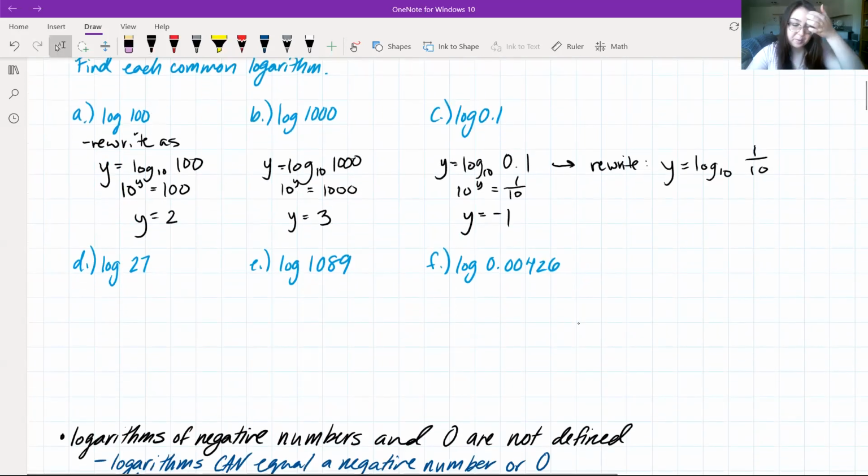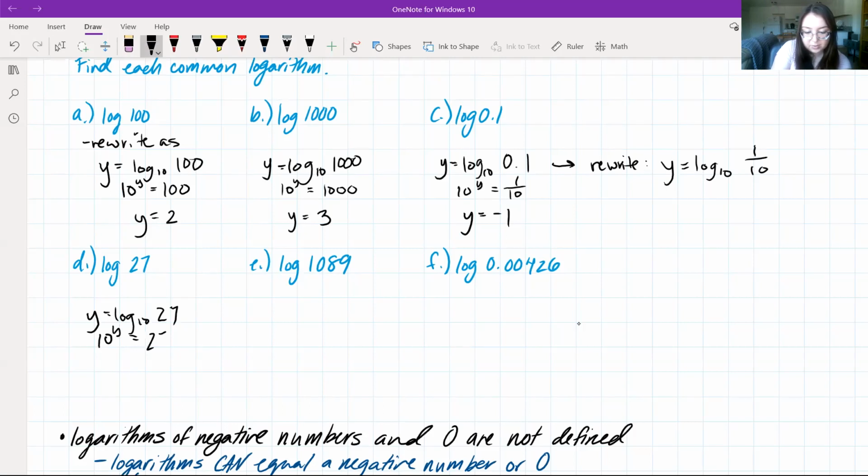All right, so now we can move on to part D. So now we have log of 27. Since we have a log with an undefined base, we know this is log base 10. So even when we rewrite this, we know y equals log base 10 of 27. It's pretty easy to assume that 10 to any power is really not going to be evenly equal to 27. So we still rewrite this. We say 10 to the y power is equal to 27.